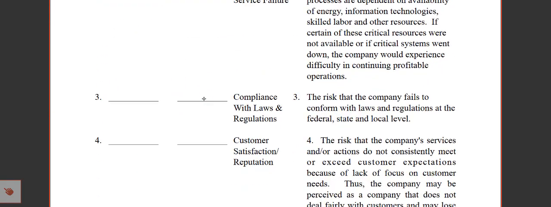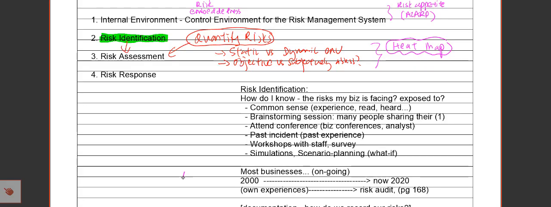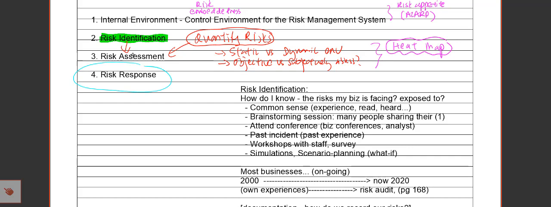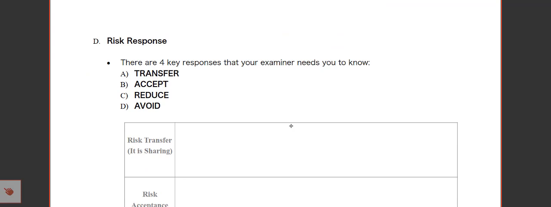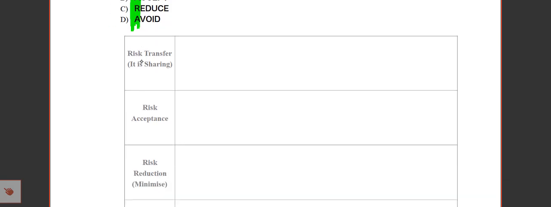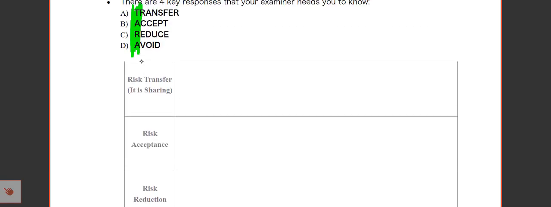Now, coming to the last part of the risk management system. We have learned about how we assess risk. Now we're going to see how you respond to the risk that we've assessed. This is what we usually call in the exam TARA, not HARA, TARA. And the word TARA actually comes from the acronym of risk transfer, then risk acceptance, reduction, and avoidance.